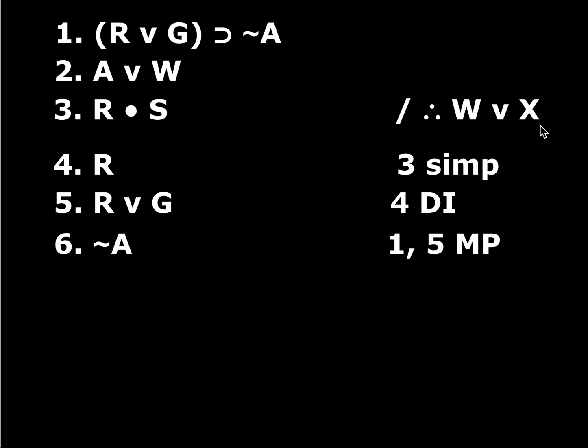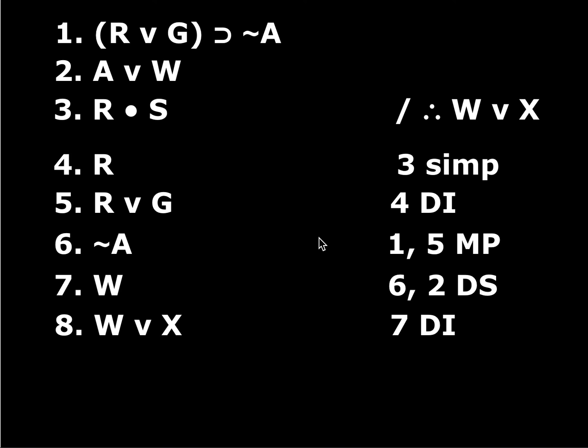Now, 6, not A, that's the negation of one of the disjuncts on line 2, right? It's the negation of the first disjunct. So by DS, I can get the other disjunct, W, on a line by itself. And now, W, I notice, oh look, conclusion is a disjunction, one of the disjuncts is W, so I can use DI again to get W or X. Okay.